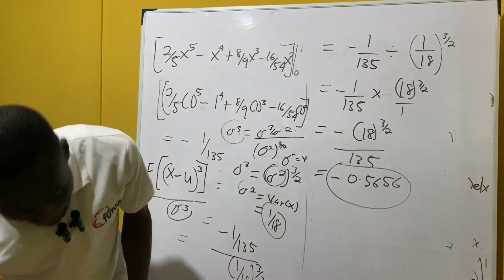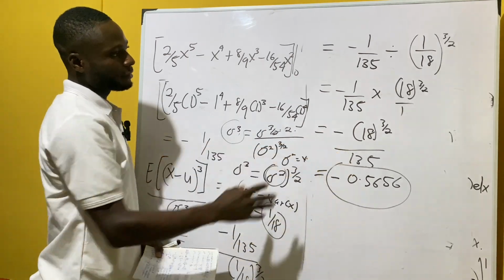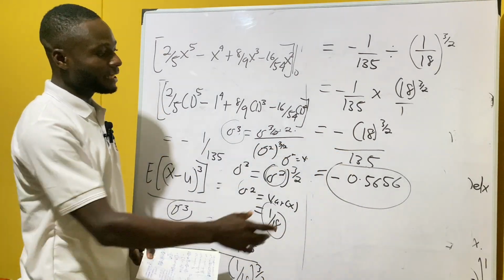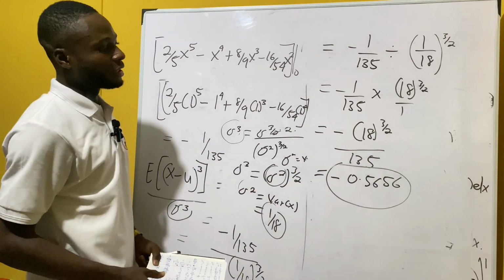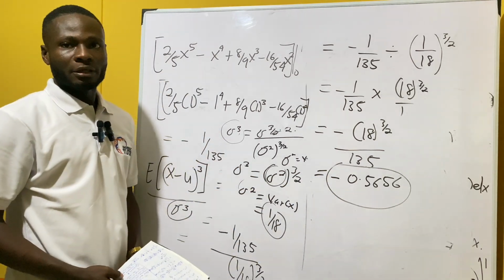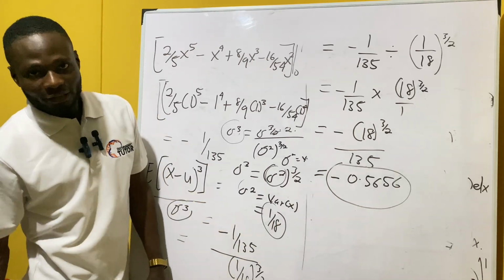We can see that the skewness of this function is negative, which indicates that it is shifted to the left of the mean. So that is the solution to the question. Thank you.